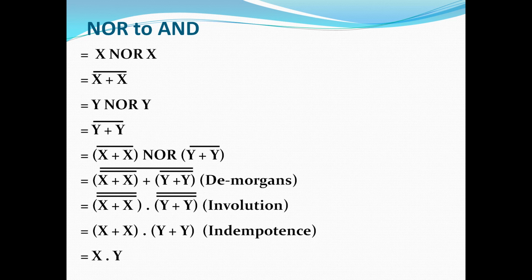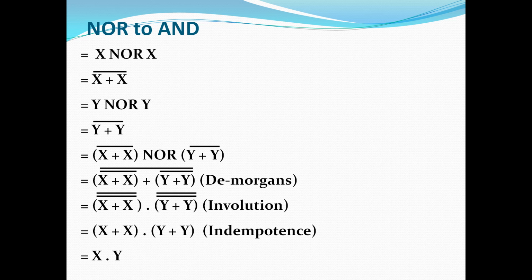So we will get the output like this: (X plus X) dot (Y plus Y). The double dash is removed. Then we apply the idempotence law, which states that it is possible to remove the duplicates. Simply you can understand it like that.